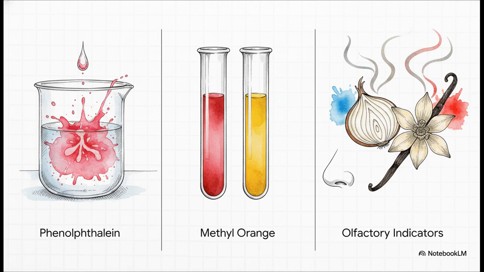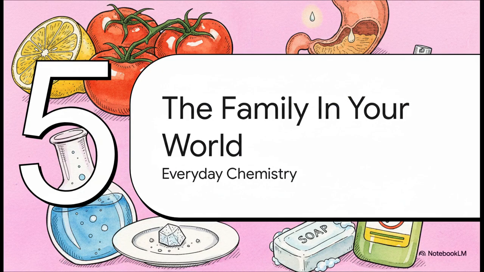Now, we mentioned litmus paper earlier, but that's not the only trick chemists have up their sleeves. There are other cool indicators, like phenolphthalein. It's colorless in an acid, but turns this amazing bright pink in a base. Or methyl orange, which goes from red to yellow. But my favorite, and this is pretty wild, are the olfactory indicators. Things like onion or vanilla that literally change their smell depending on if they're in an acid or a base. How cool is that?